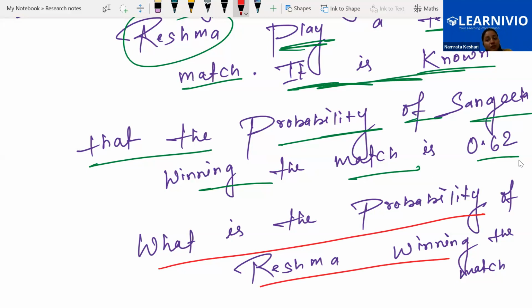Is it clear to everyone? We are not going to talk about favorable outcome. We are not going to talk about total outcome. Just with the help of this complementary event, where one is exactly the reverse of the other, that's called a complementary event. We are finding the result. Getting it? Yes or no? Yes, ma'am. A lot of questions we will be able to do with the help of these concepts.